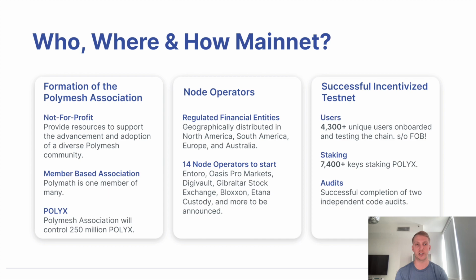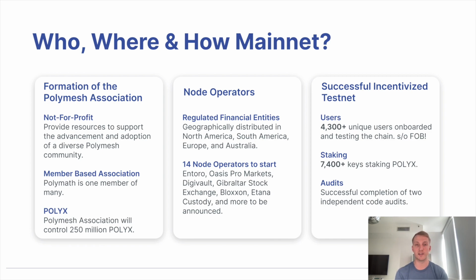The formation of the Polymesh Association, which is a Swiss not-for-profit member-based association. It provides resources to support the advancement and adoption of a diverse Polymesh community. Polymath is one member of many, and it controls 250 million Polyx to achieve its goals. Another thing was getting node operators to operate the chain. So 14 of those node operators will be starting. A few of those names we can mention today are Intoro, Oasis Pro Markets, Digivault, the Gibraltar Stock Exchange, Bloxin, and Etana Custody. Those are geographically distributed all around the world: North America, South America, Europe, and Australia.